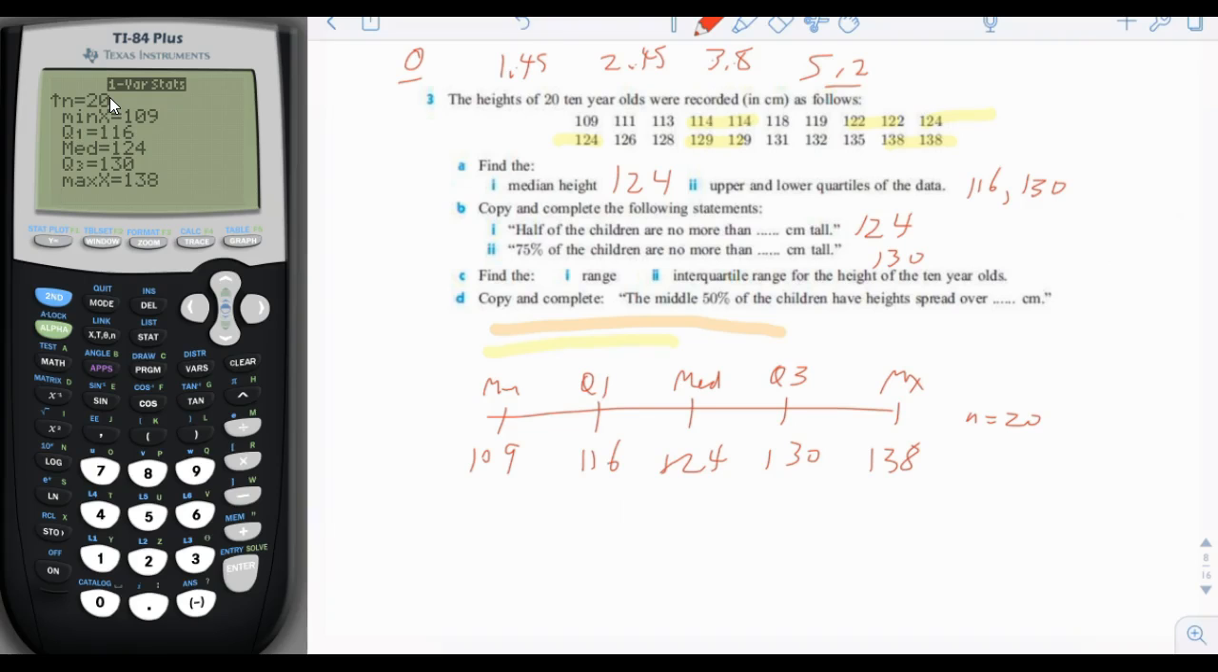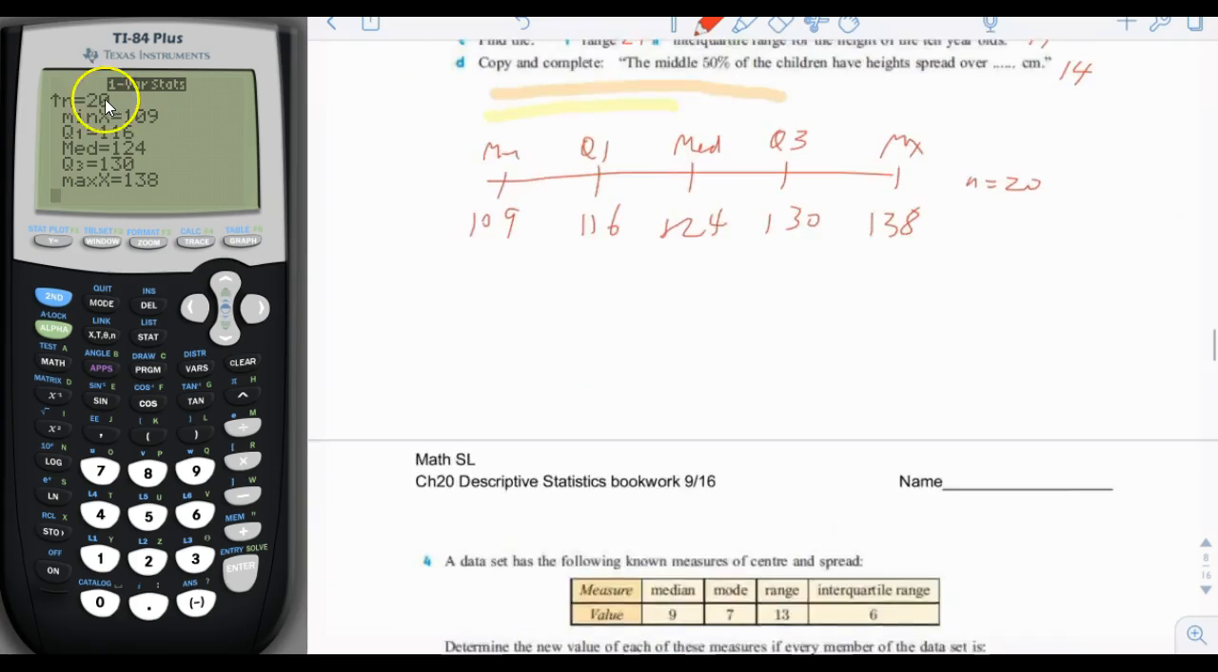Find the range. So the range would be the max minus the minimum, so 138 minus 109. It would be 29. The interquartile range would be Q3 minus Q1, so 130 minus 116, 14. And then the middle 50% of the children have heights spread over, and so that would be the same as saying the IQR, so it would be 14. Okay, and that was the last one for this section.